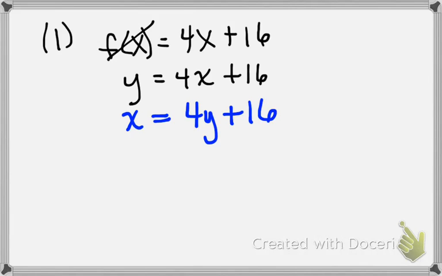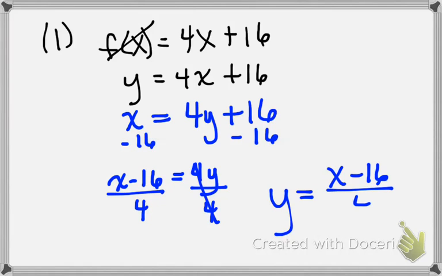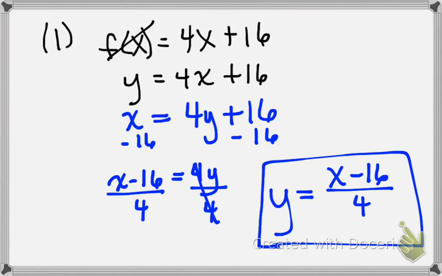And then from here, we have to get y by itself again to make it back into a function. So we're going to subtract 16 from both sides. So that gives me x minus 16 equals 4y. And then I'm going to divide both sides by 4. So my inverse is x minus 16 over 4.